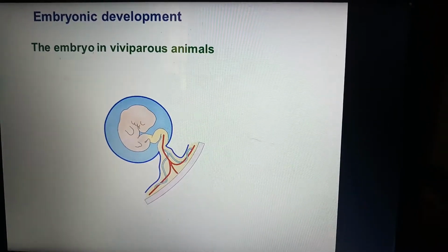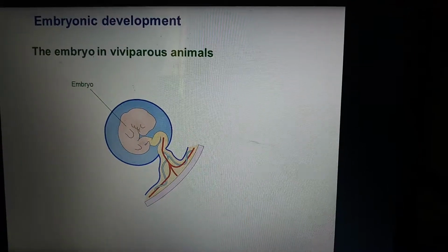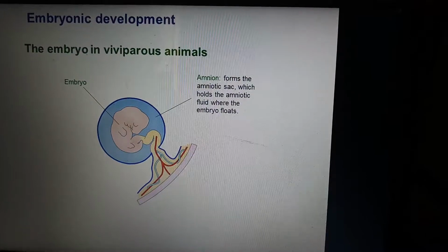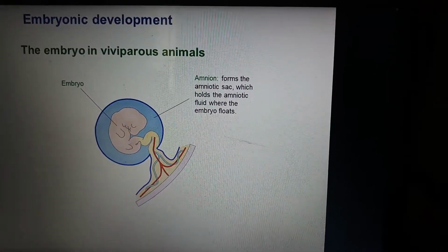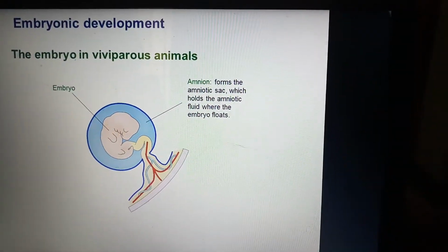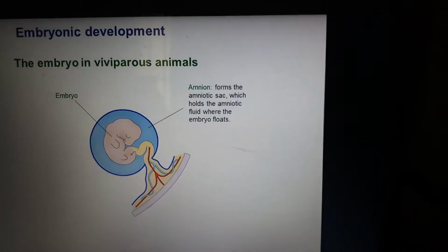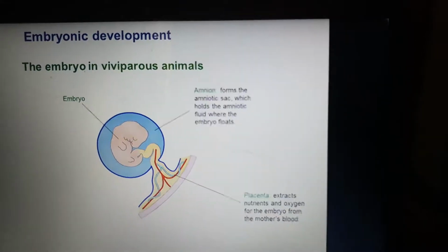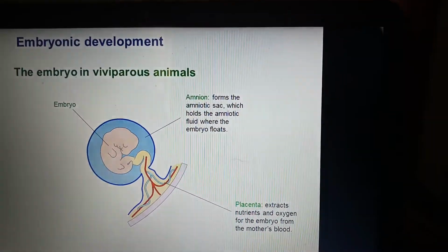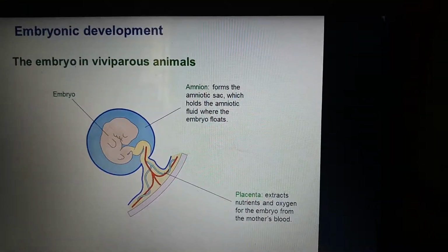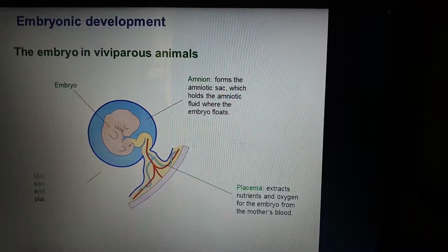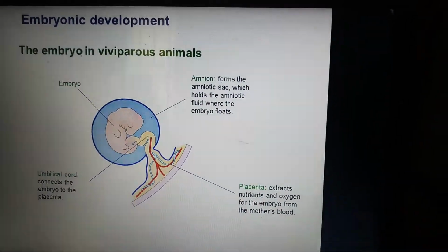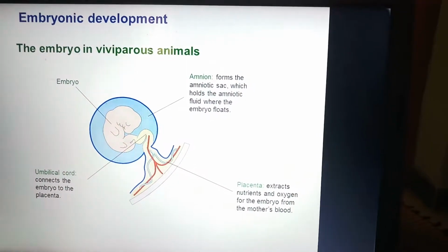Next, the embryo in the viviparous animals. This would be the embryo, and you will find the amnion, from which forms the amniotic sac which holds the amniotic fluid where the embryo floats. These two things are very similar to the oviparous also. And next, the placenta. This is the connection between the baby and the mother, which extracts nutrients and oxygen from the mother's blood for the embryo. Umbilical cord: the connection which connects the embryo to the placenta, we call the umbilical cord.